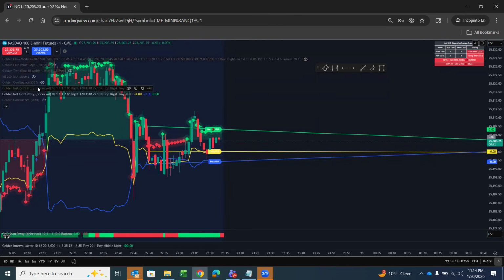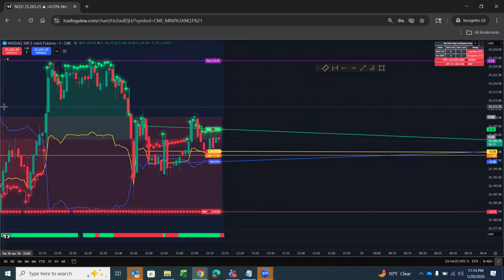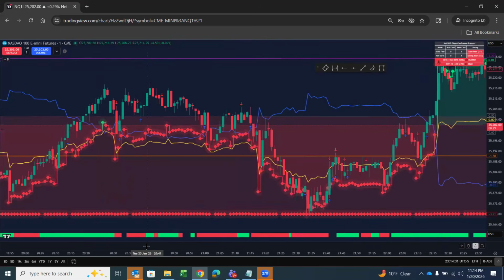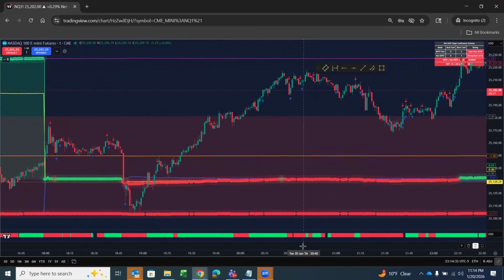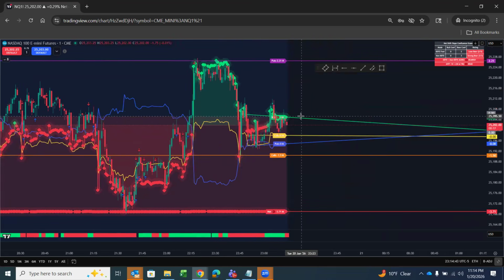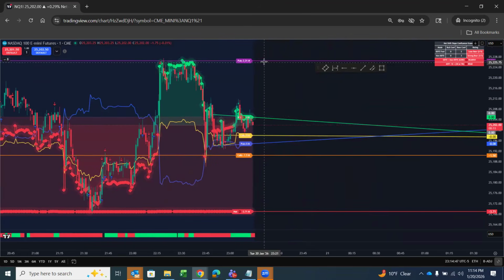Now, if we add Golden Net Drift with our micro settings, we can get more data. This is the put wall. I guess there's a reason why price has been getting rejected at this level. In addition to it being bullish gamma, it's also a put wall. So price has been rejecting off this line.